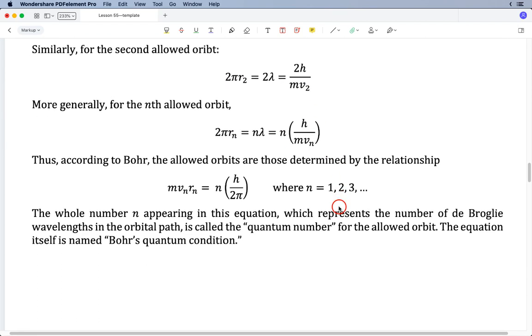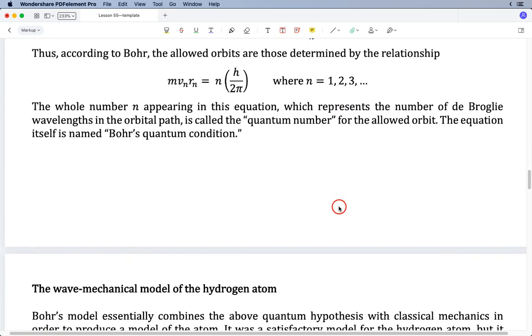To summarize then, according to Bohr, the allowed orbits in the model are determined by this relationship: m vn rn equals nh over 2 pi, where n is an integer. It's equal to 1, 2, 3, whatever integer it may be. This relationship is sometimes called Bohr's quantum condition, because this is really where some quantum mechanics was invoked into the model.